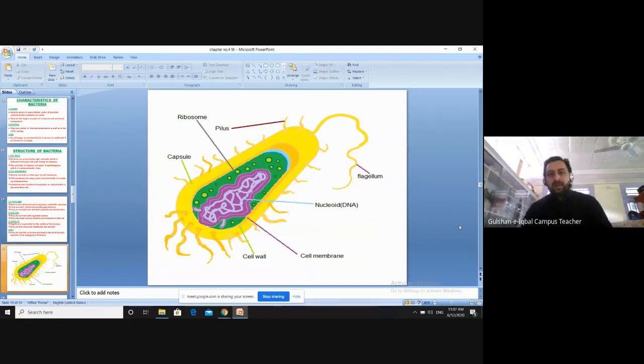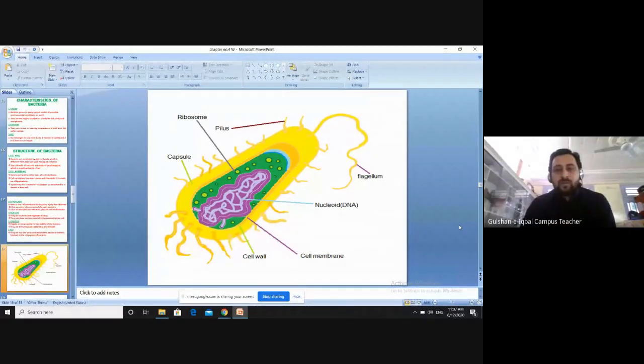Let's see the diagram. In the diagram, you can see that there is a cell wall present. Outside the cell wall, an extra layer of capsule can be present in some of the bacteria. It's not present in all of the bacteria, but in some it can be present. Then we have the cell wall, which is actually the first layer. After the cell wall, we have the cell membrane. Inside the cell membrane, the whole part is known as cytoplasm.